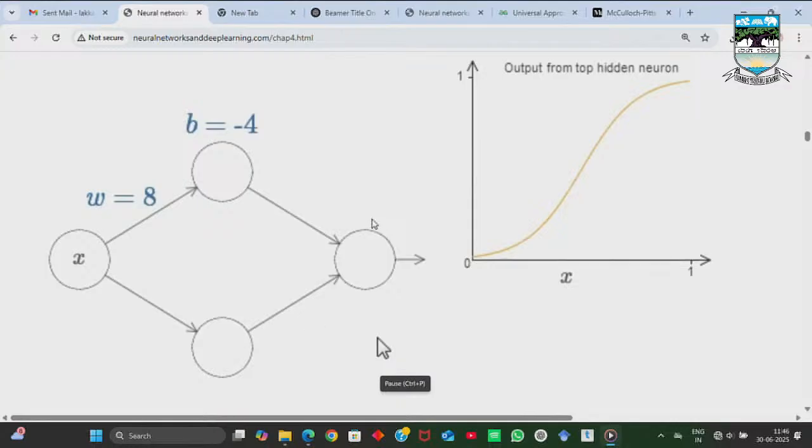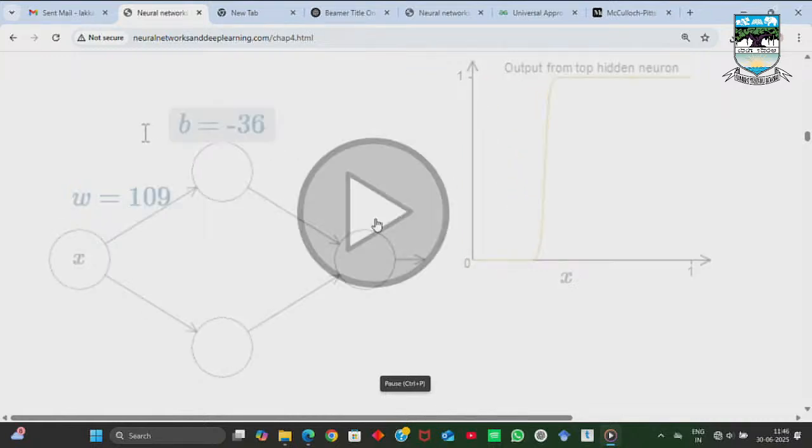So now the weight is increasing. Now the bias, the threshold value, is increasing.